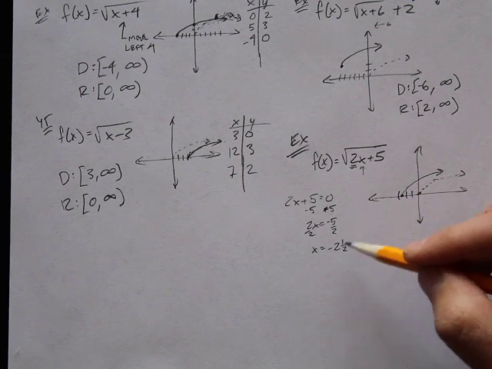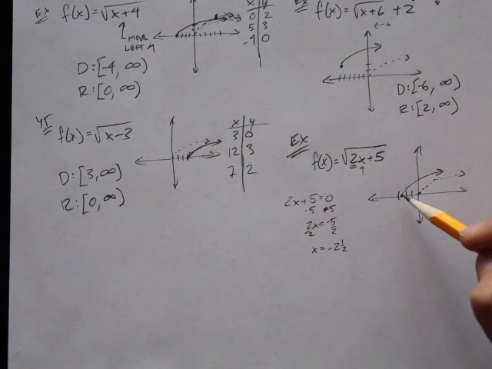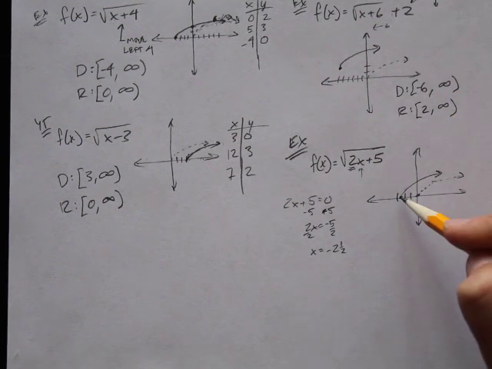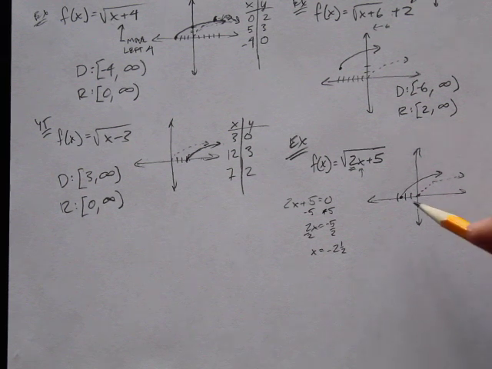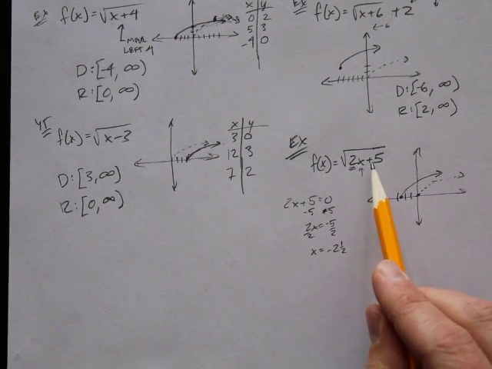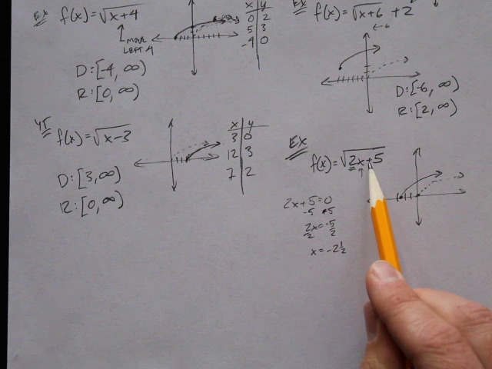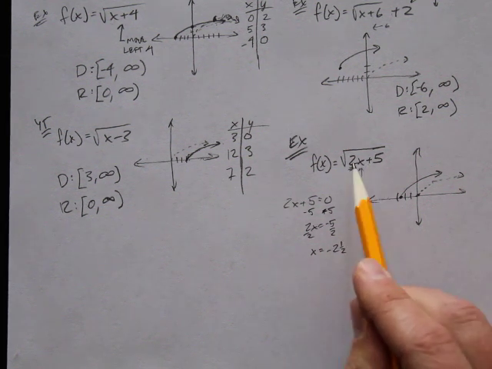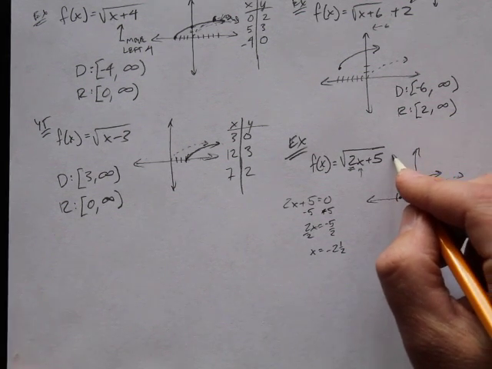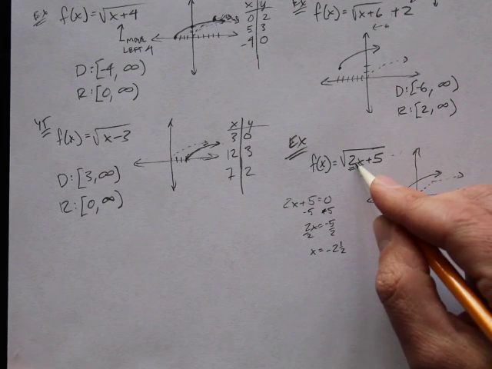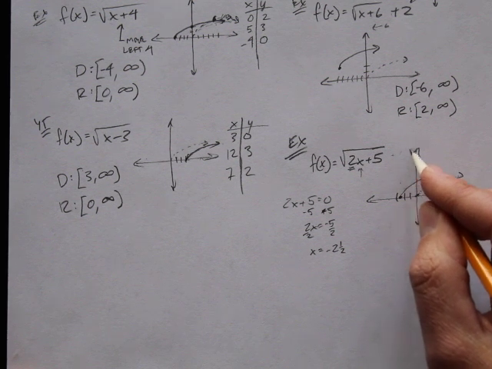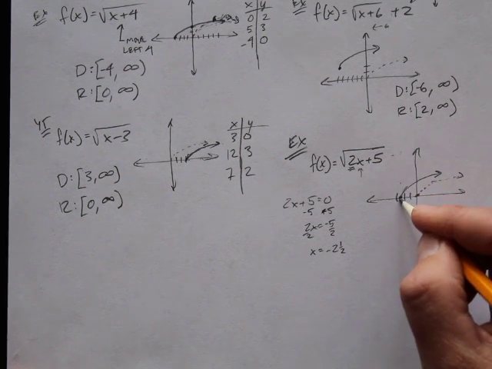Now you could plug in a bunch of points to find the rest of this, but finding that starting point, negative 2.5, is the key, because that's what makes this 0. And so that's how you know that's the starting point. If it said plus 2 over here, then the starting point would be negative 2.5 plus 2. But since there's no transformations out here, then we just go back to there.